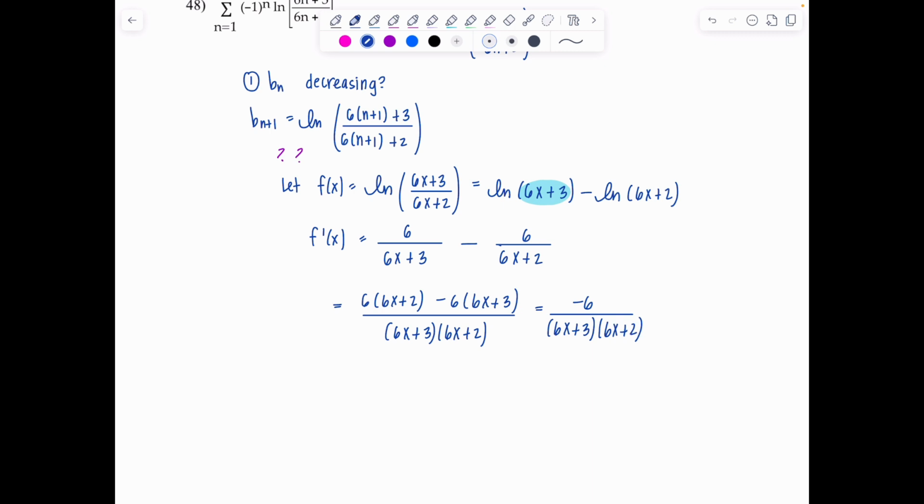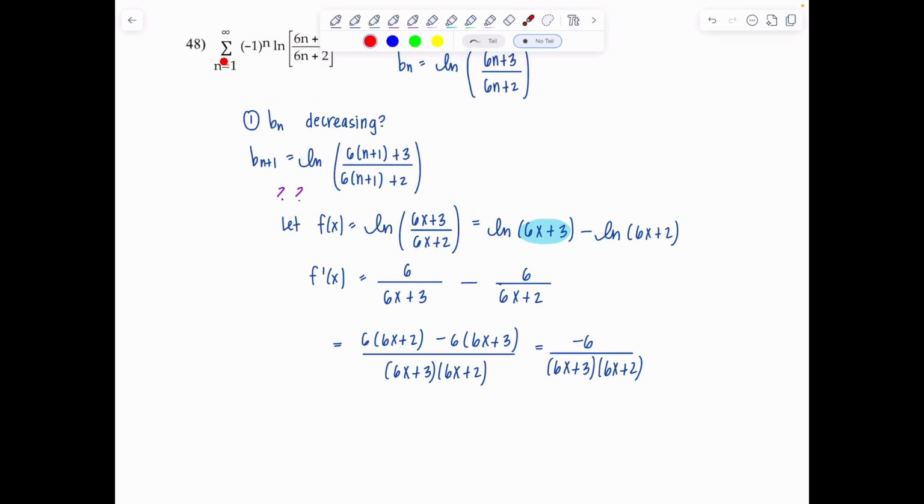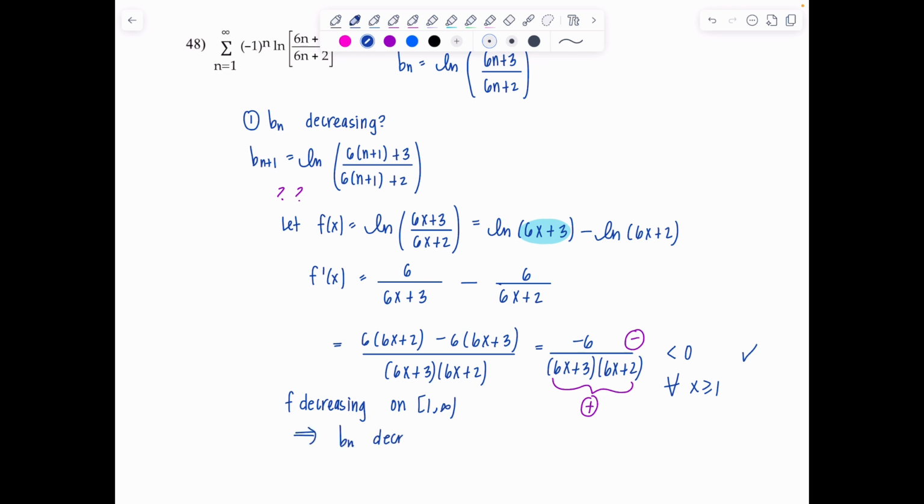Now, what can I say about this derivative? Well, remember, x isn't really going to be any real number. x is only going to take on the values that n takes on, 1 to infinity. So if we're only plugging in numbers from 1 to infinity, for sure that denominator is positive. This numerator's negative. Negative divided by positive, that's negative, for every x that's greater than or equal to 1. So we're good. That means f is decreasing on 1 to infinity, so b sub n is decreasing. Perfect. All right, second condition.